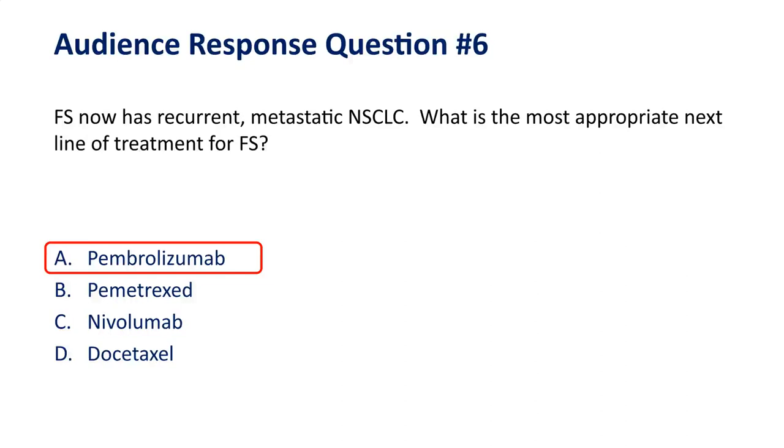Option B is incorrect since the patient had received pemetrexed in the first-line setting with her earlier stage disease and had progressive disease now. Pemetrexed in the second-line setting would not be appropriate. Nivolumab in the first-line setting for newly metastatic non-small cell lung cancer patients is not indicated. And docetaxel isn't appropriate for FS at this time, as she has yet to fail an immunotherapy agent and would be a suitable candidate for immunotherapy.